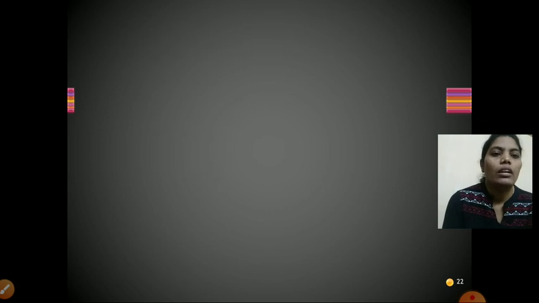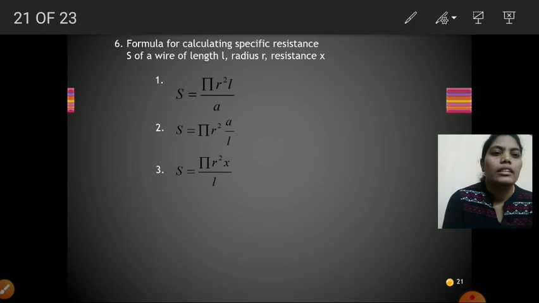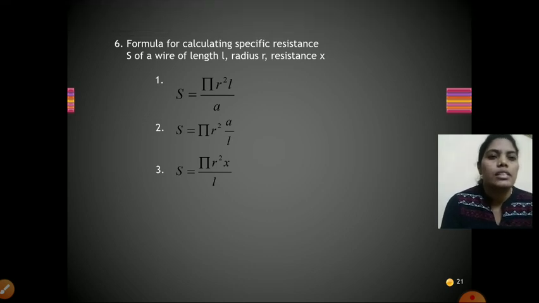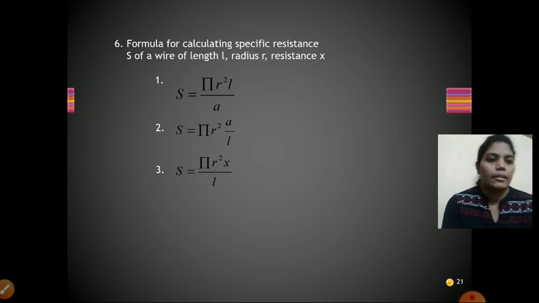Remember this formula, very important one. The formula for calculating specific resistance is pi r square X by L, where r is the radius of the wire, X is its resistance and L is its length.